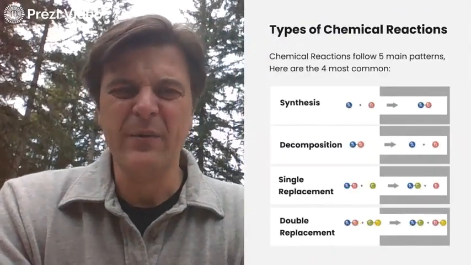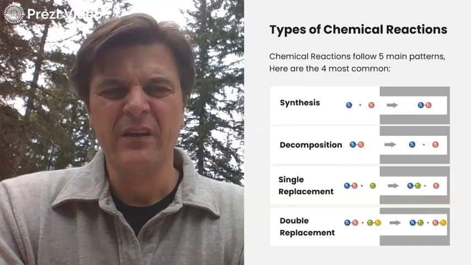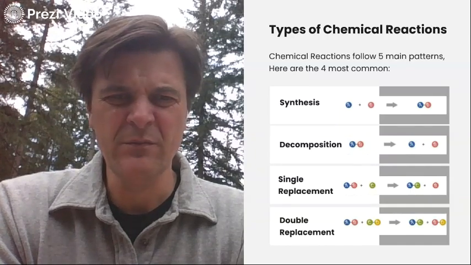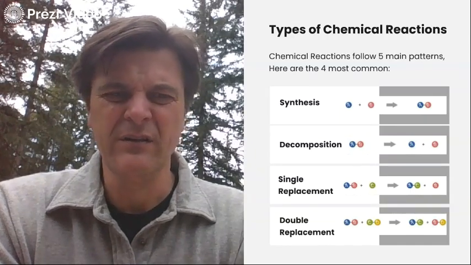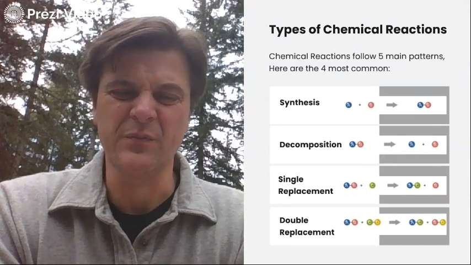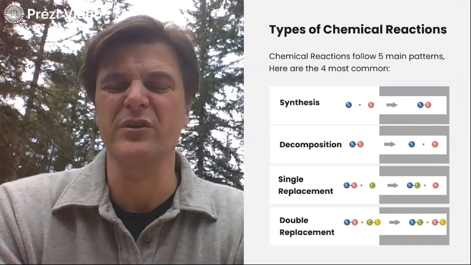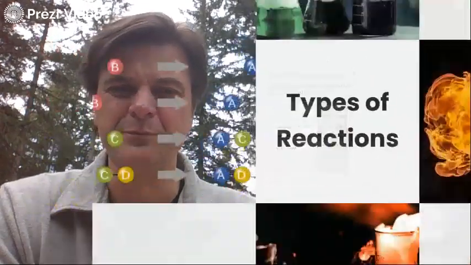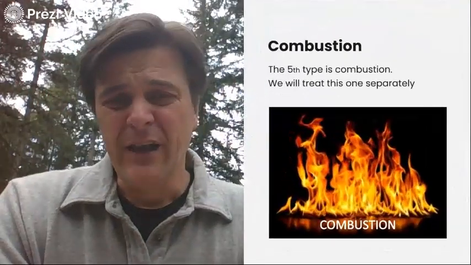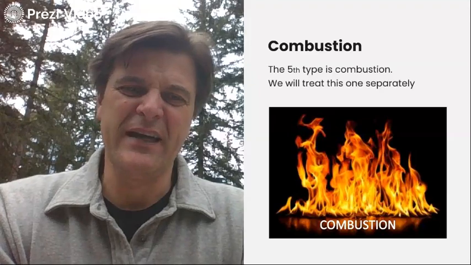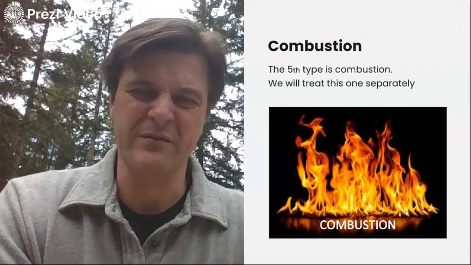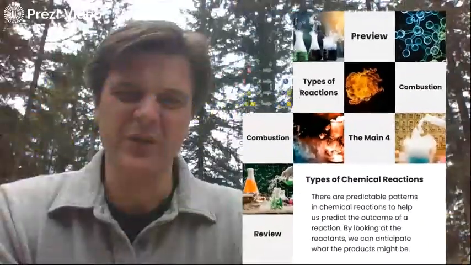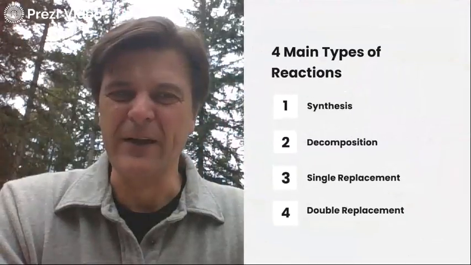So there are four types of chemical reactions that we're going to look at today. Most common: synthesis, decomposition, single replacement reaction, and the double replacement reaction. Those are the four types of chemical reactions that we're going to talk about. And as you can see there on the slide, they each have a specific pattern. The last one, the fifth one, is a combustion reaction, and we're going to look at that simply because it's all around us practically daily, and it's just kind of a neat reaction. Combustion, of course, is just another word for burning.